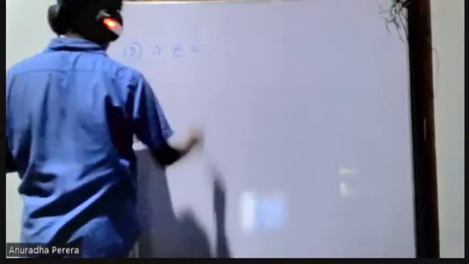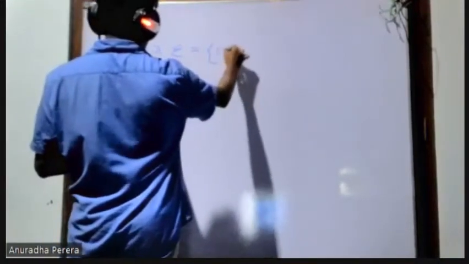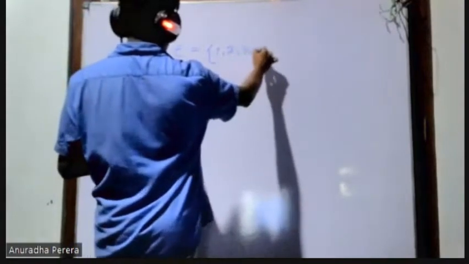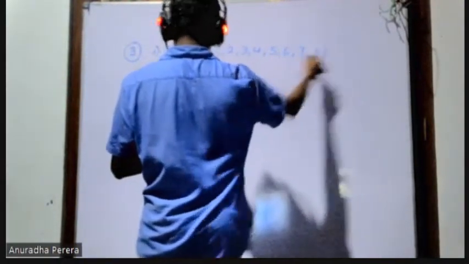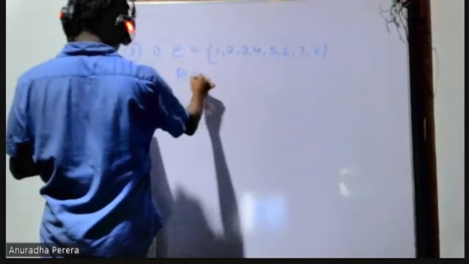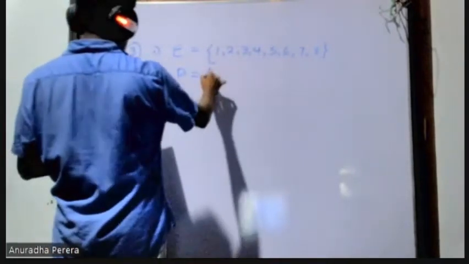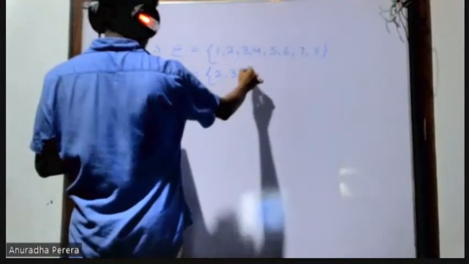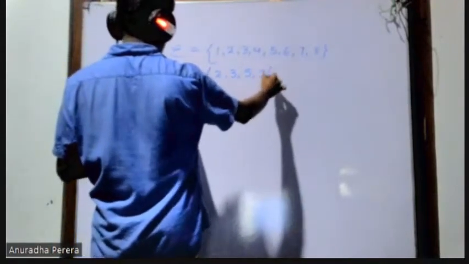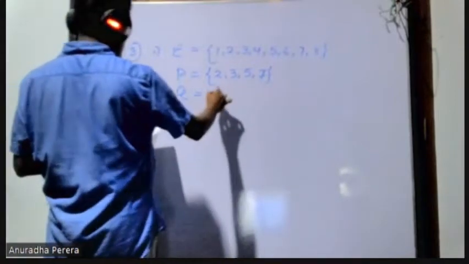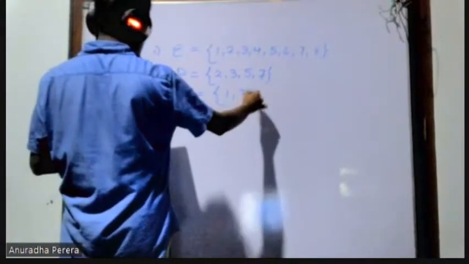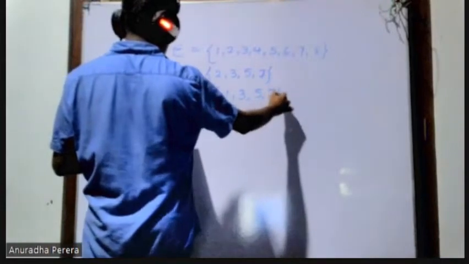Counting numbers from 1 to 8: 1, 2, 3, 4, 5, 6, 7, 8. P, prime numbers from 1 to 8: 2, 3, 5, 7. Q, odd numbers from 1 to 8: 1, 3, 5, 7.